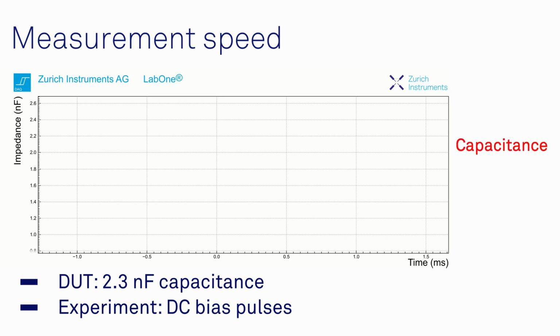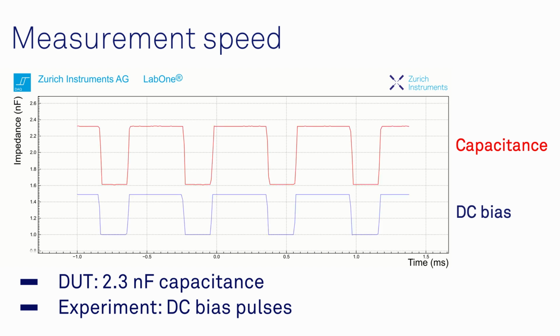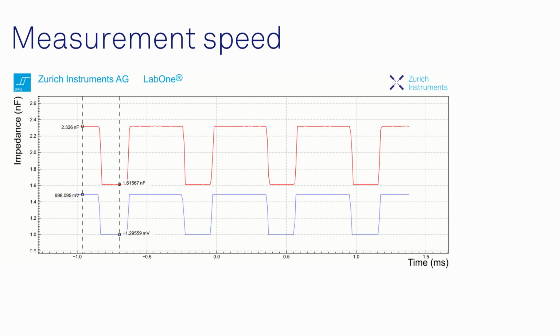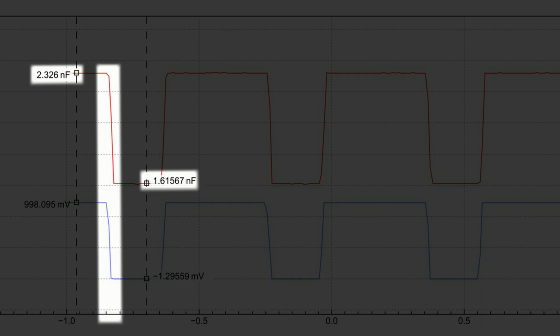This example shows the Zurich Instruments MFIA measuring a steady-state capacitance of 2.3 nanofarad before a DC bias voltage is stepped. After just 20 microseconds, the MFIA can measure the new steady state of 1.6 nanofarad.